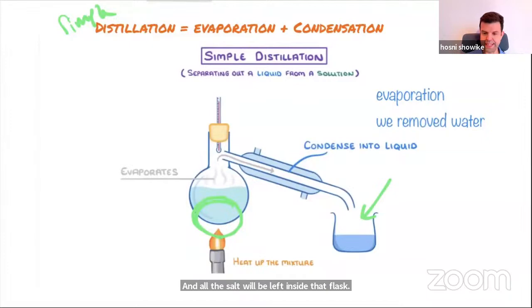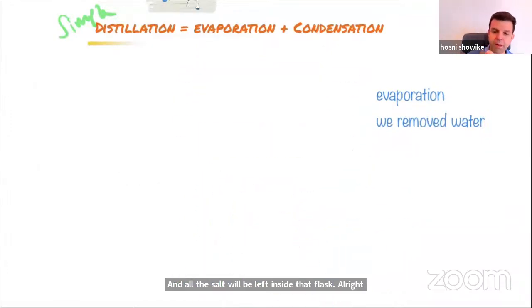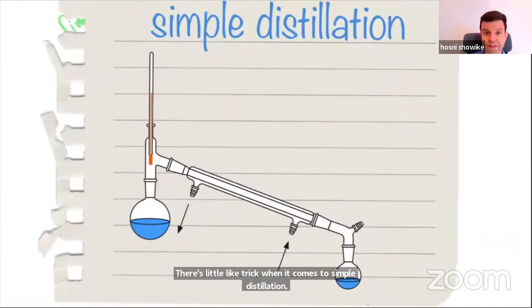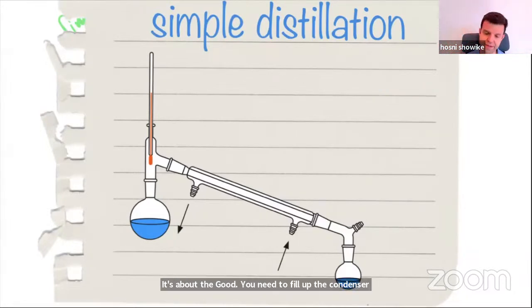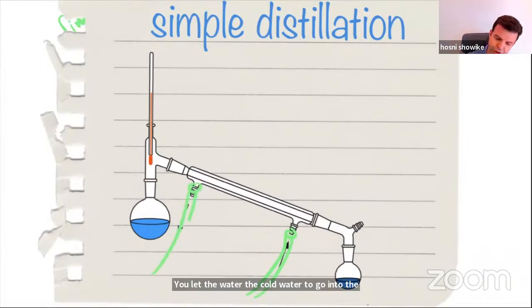All right. There's a little trick when it comes to simple distillation. It's about the condenser. You need to fill up the condenser in the right way. We always fill up the condenser bottom to top. What does that mean? This means you'll have a hose here. You let the cold water go into the condenser, and you let the water out of the condenser from the other end.